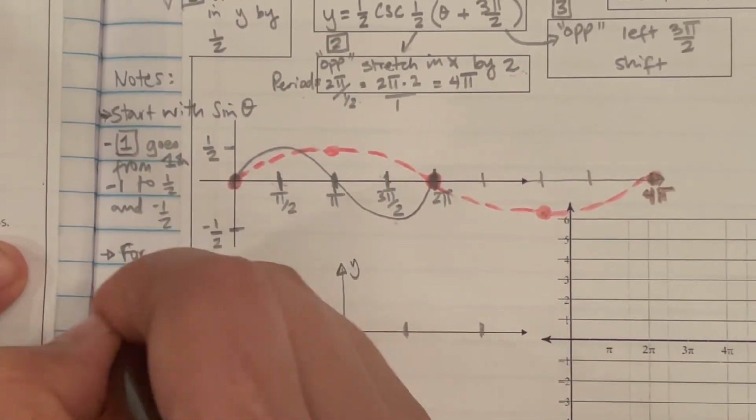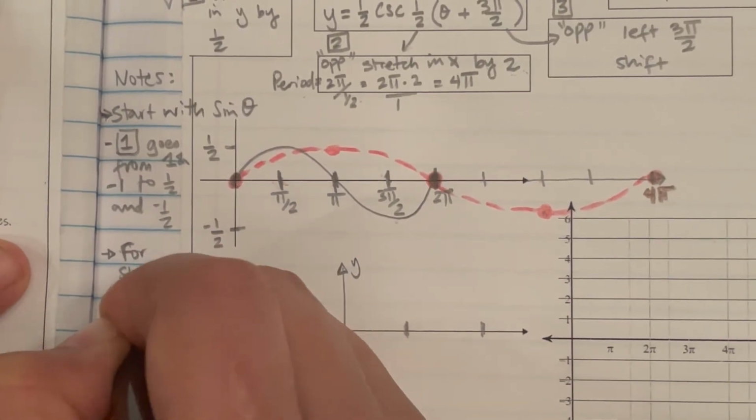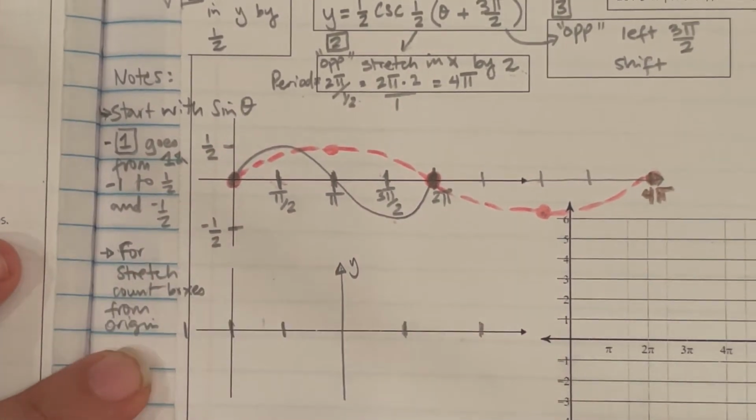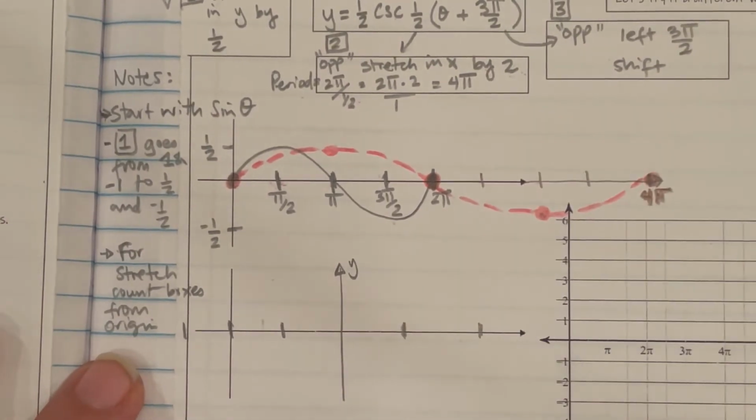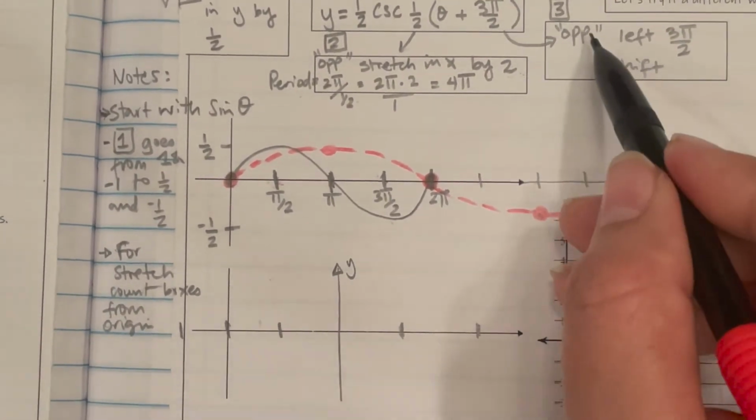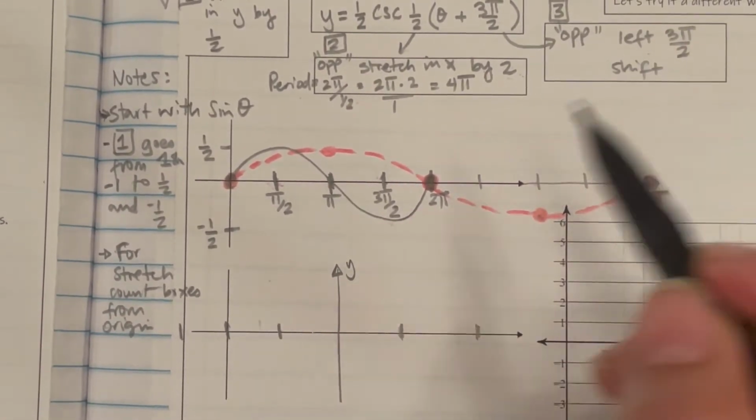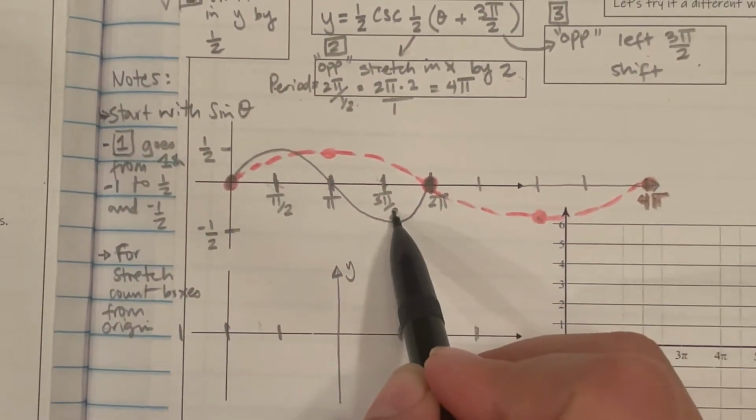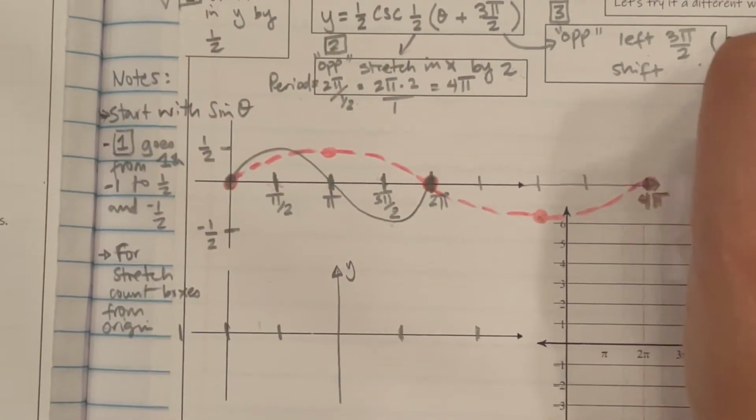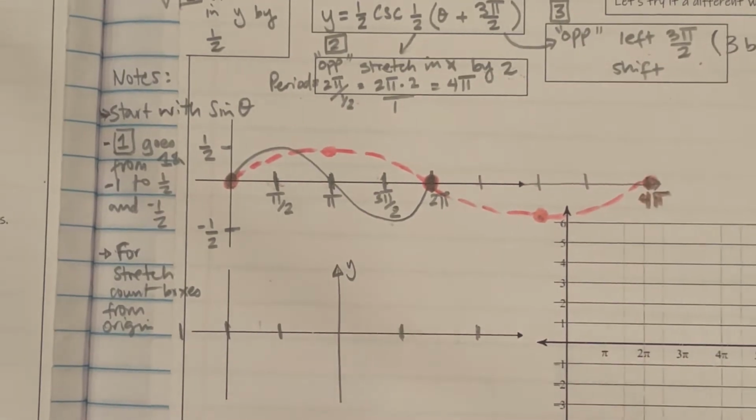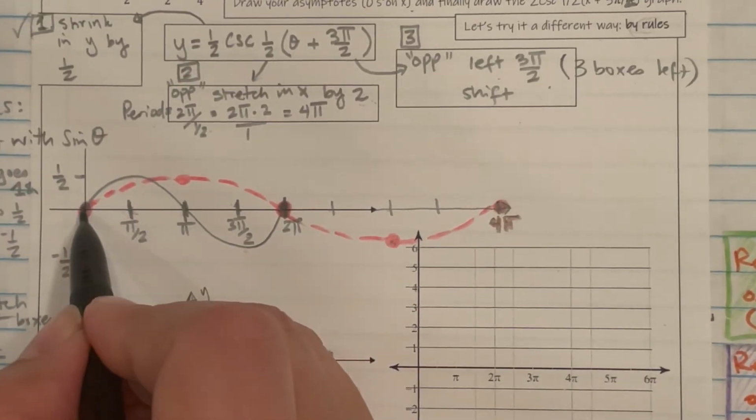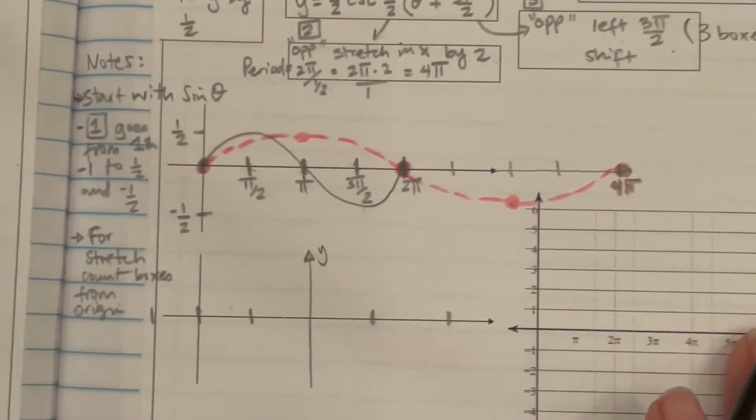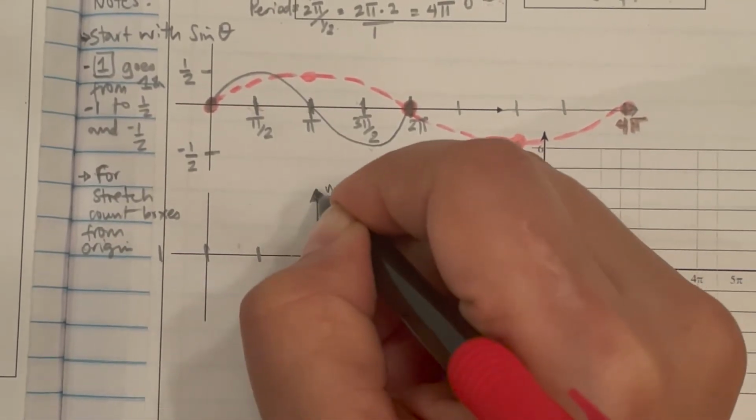So we've done 1 and 2, and the last thing that we need to do is 3. Okay, the most important thing to remember about that stretch, by the way, is to do it from the origin. All right, so now we're going to move everything 3 pi over 2 to the left. Where's 3 pi over 2? Well, how many boxes is that? That's 3 boxes. Let's go ahead and put it in. 3 boxes, right? So moving every point 3 boxes to the left. So starting at the origin, 3 boxes to the left.